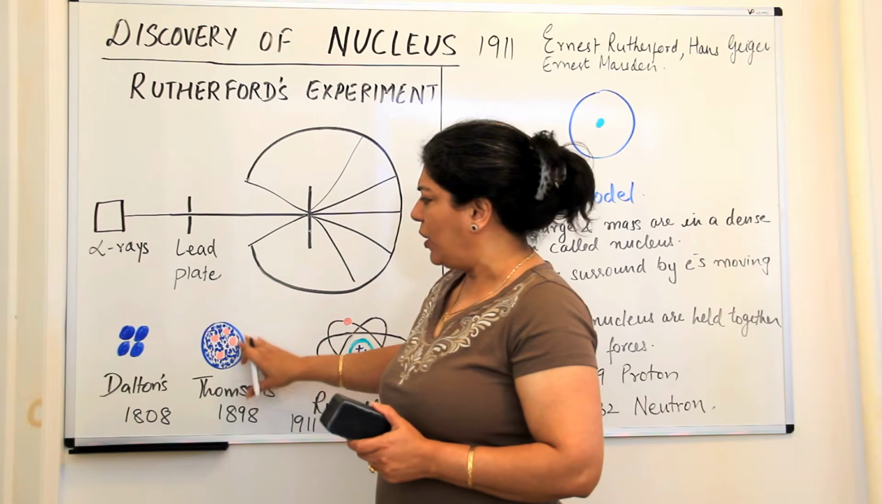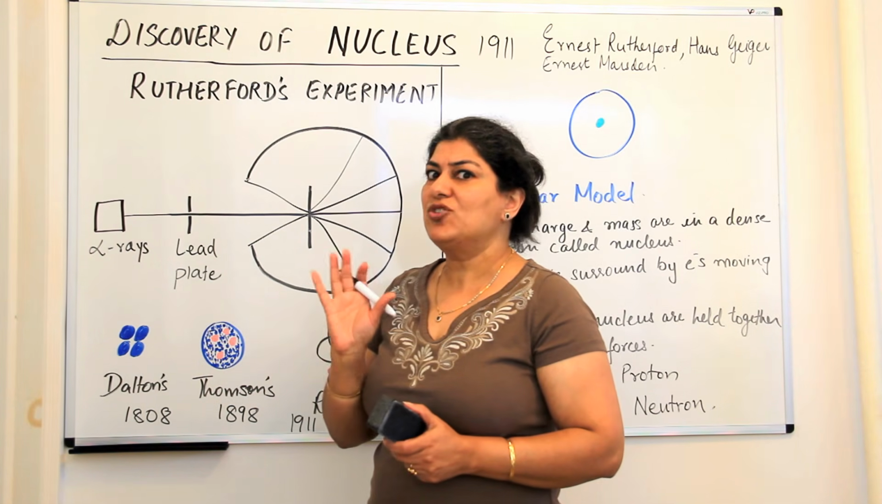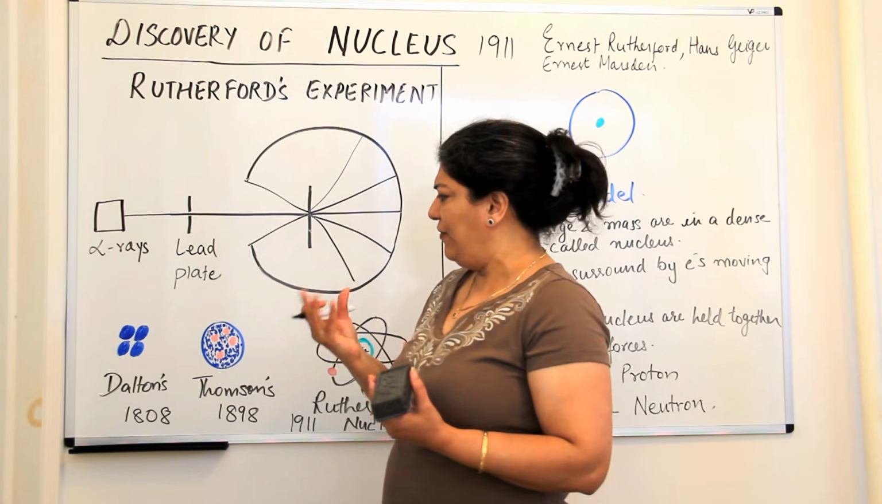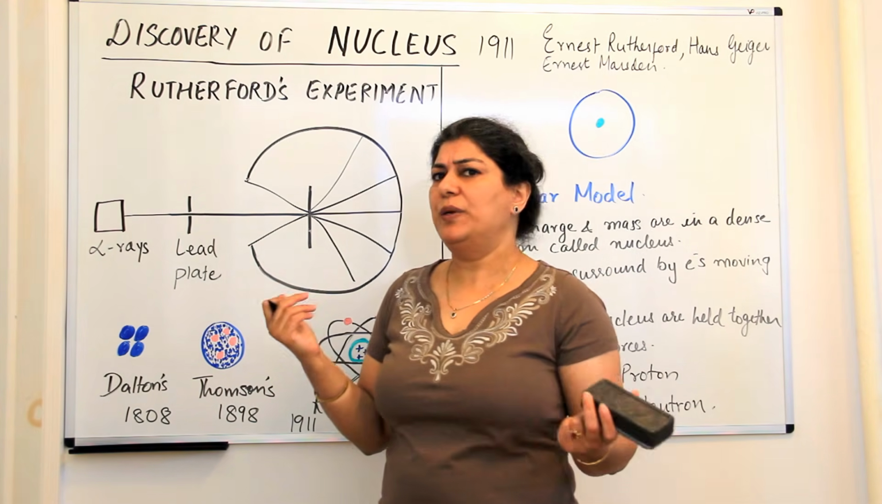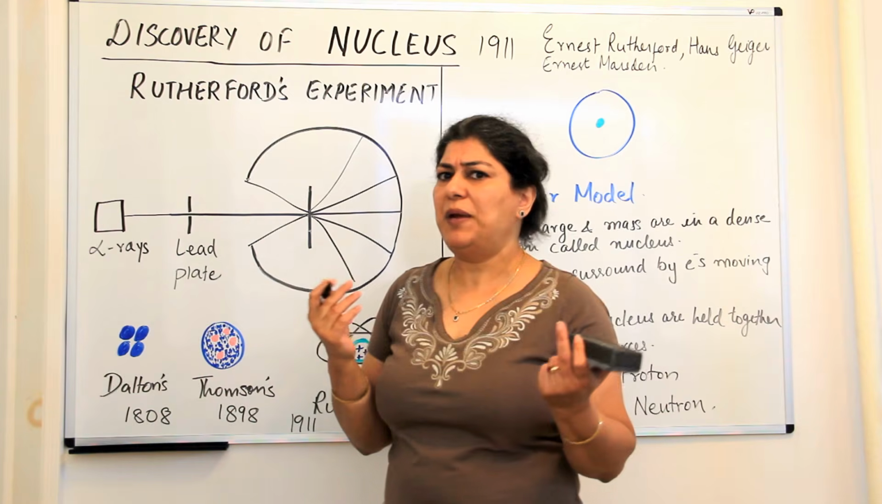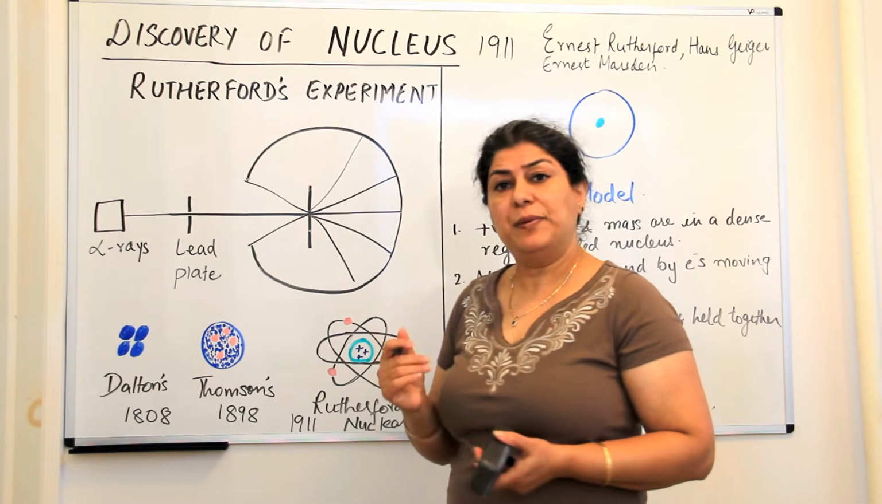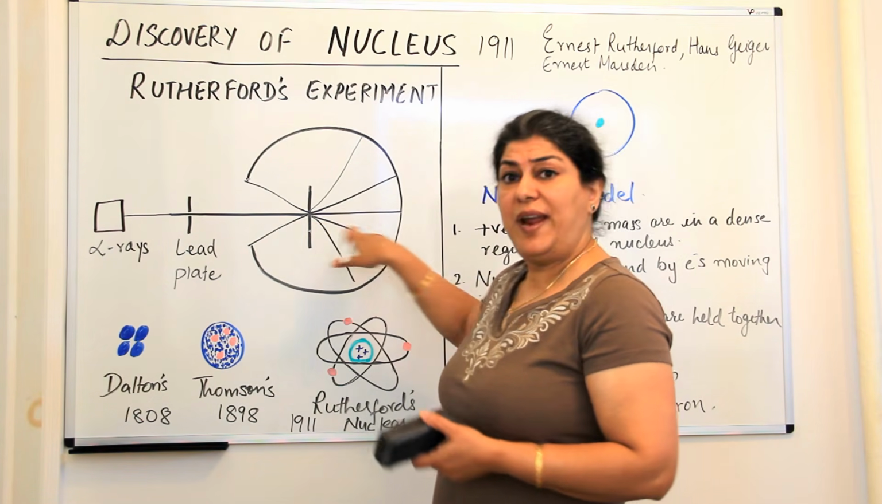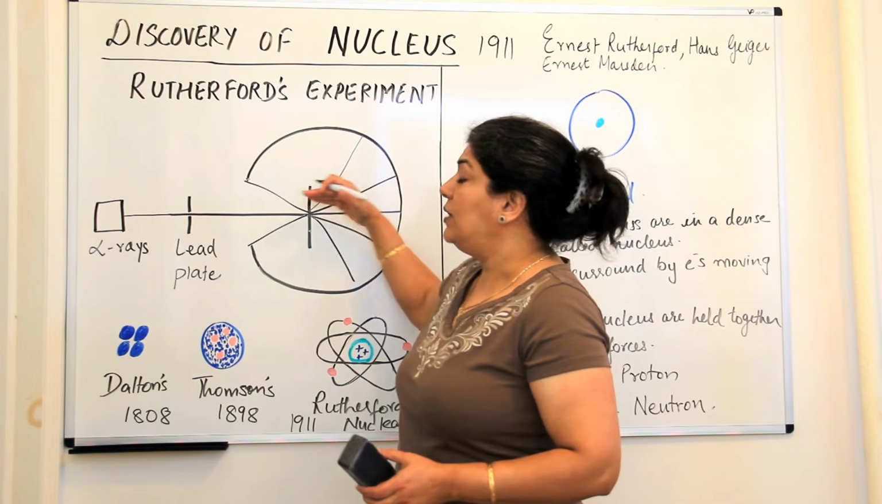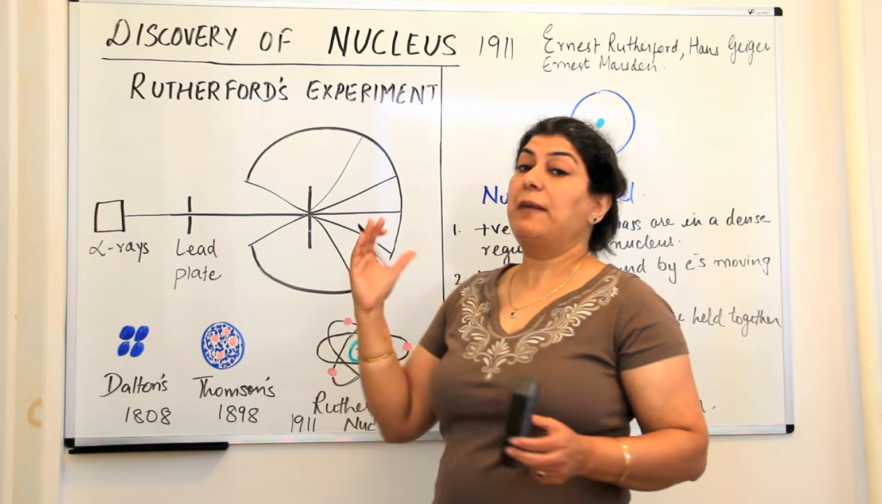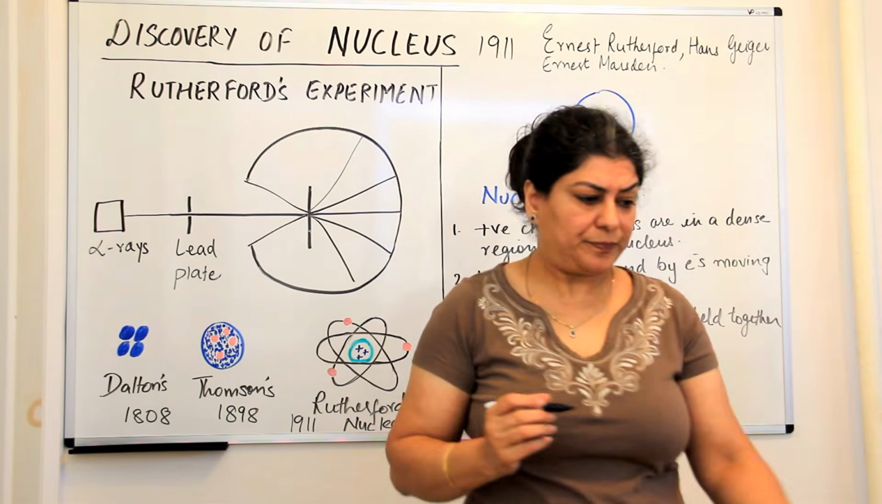But Thomson's model did not indicate the presence of anything hard. It only felt like a sponge, and through which these alpha particles were expected to simply pass. And that is what had happened. Most of the rays were going straight. But some were deviating, and there were a few which were absolutely rebounding.